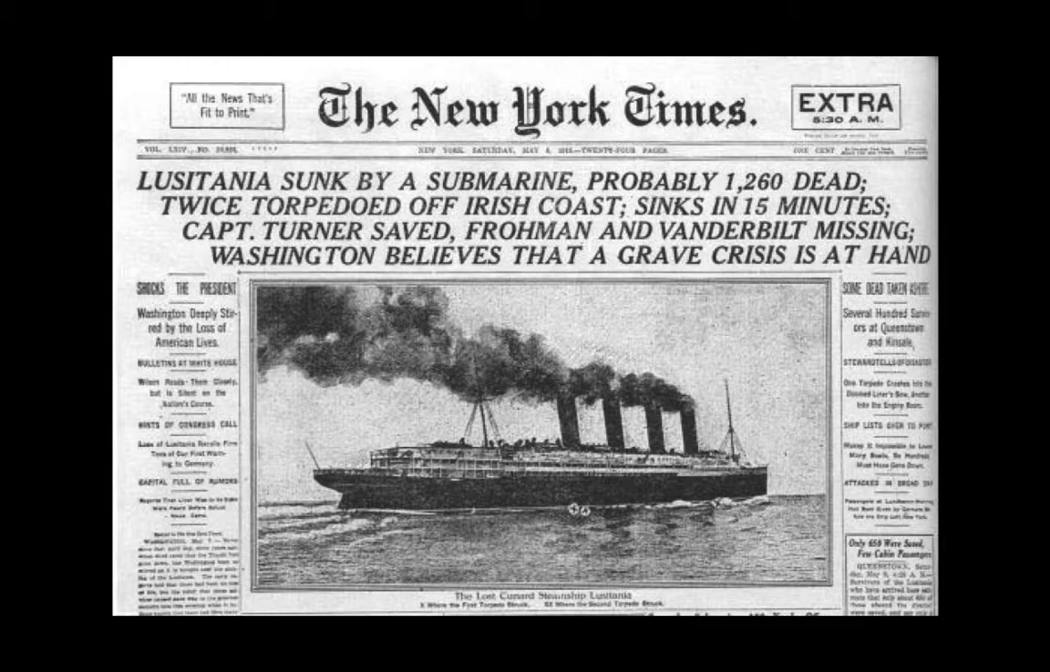It's revealed originally the Lusitania is targeted because it's supposed to be a neutral ship. It was supposed to be, and as the article presents, it was sunk by a submarine. It was twice torpedoed, sunk within 15 minutes, and it's just a crisis. It's a horrible thing, and it's built up as being a terrible thing that Germany has done.